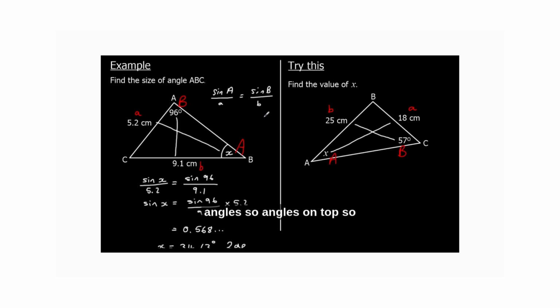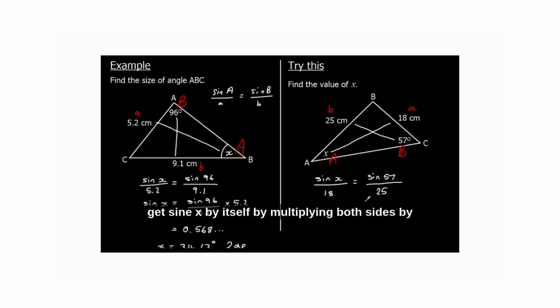So the angle's on top. So sine always goes with the angle. So sine x over its opposite, 18, equals sine 57, the other angle, over its opposite, 25. We'll get sine x by itself by multiplying both sides by 18. So sine x equals sine 57 over 25 times 18.